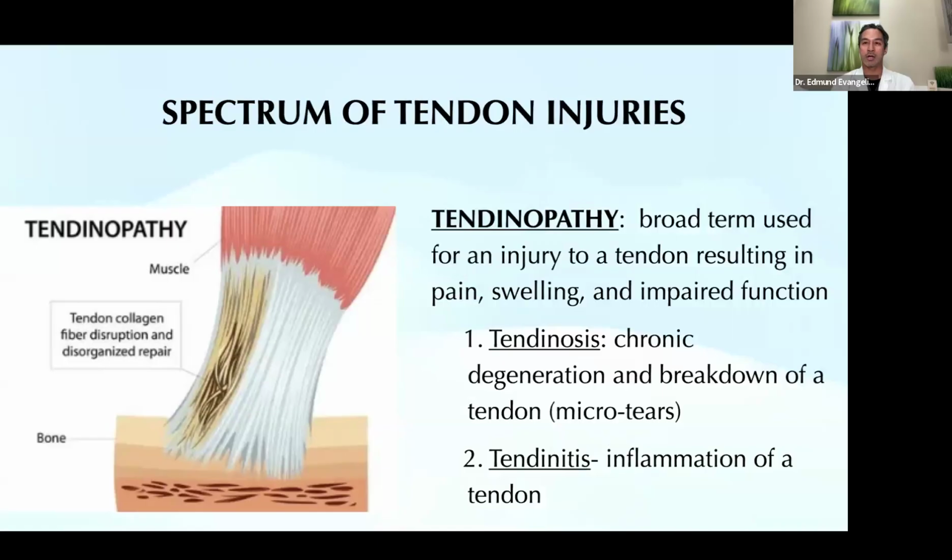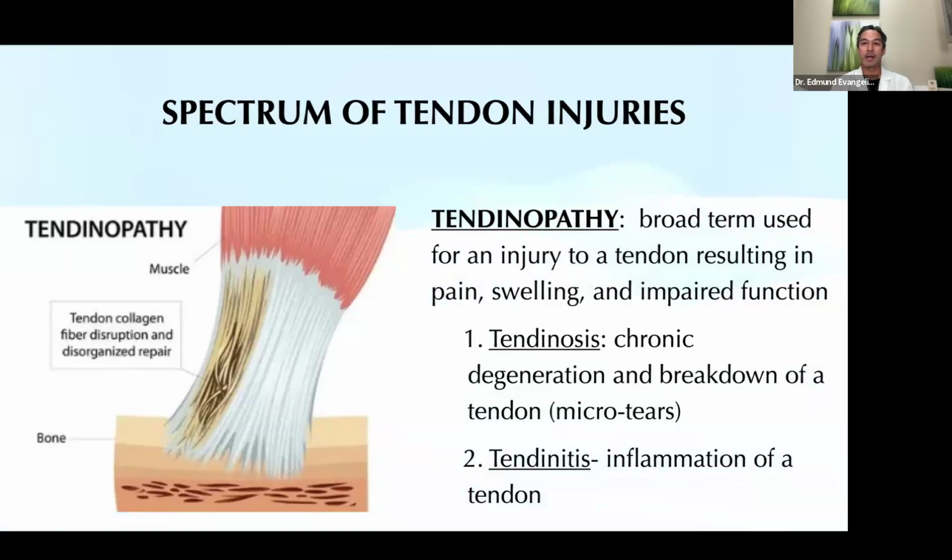tendon. So basically micro tears in the tendon, typically occurring in the area of the tendon near the attachment to the bone. So you have disruption of the collagen fibers of the tendon with disorganized repair, and that's what we call tendinosis. The other subcategory of tendinopathy is tendinitis.